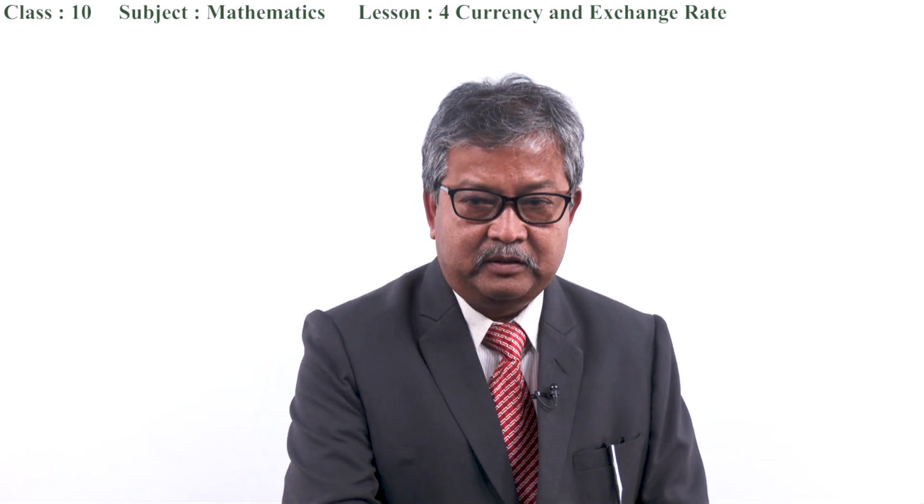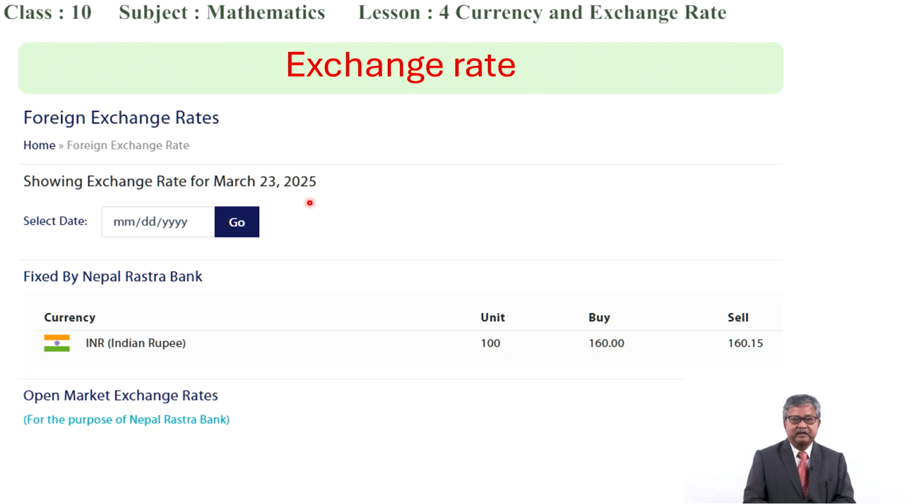So let's first see here in these slides. I am showing you the exchange rate which is published by Nepal Rashtra Bank, the exchange rate for March 23, 2025. The currency of India is 100 rupees, the buying rate is 160 rupees and selling is 160.15. It means 160 rupees 15 paisa.